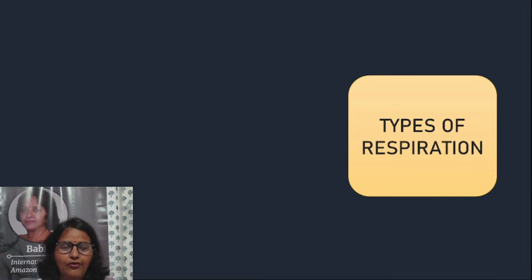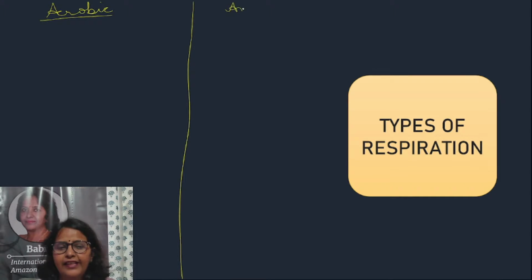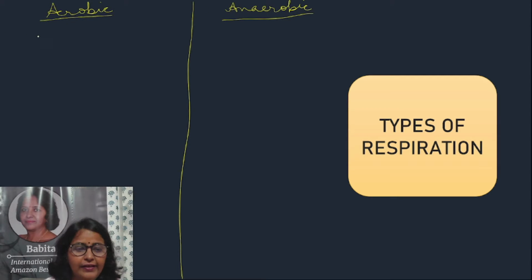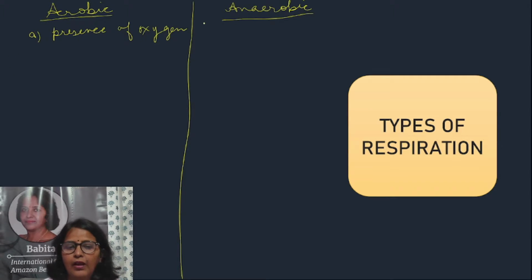There are different types of respiration based on the amount of oxygen present, because I told you it takes place even in absence of oxygen, it takes place in presence of large amount of oxygen, and it takes place even in presence of very small amount of oxygen. On the basis of that, we have two different types of respiration. One is aerobic, which takes place in presence of oxygen, and the other is anaerobic, which takes place in absence or very little amount of oxygen. So number one point is in presence of oxygen. In absence of oxygen or very little amount of oxygen.